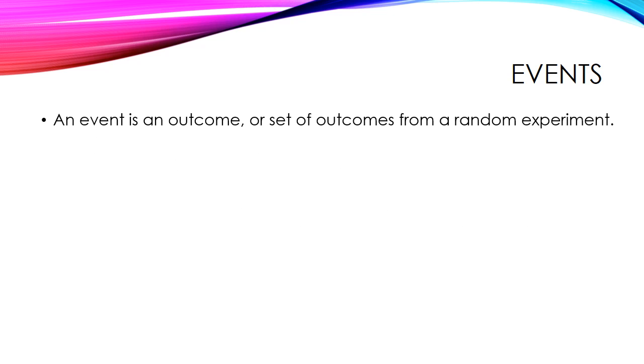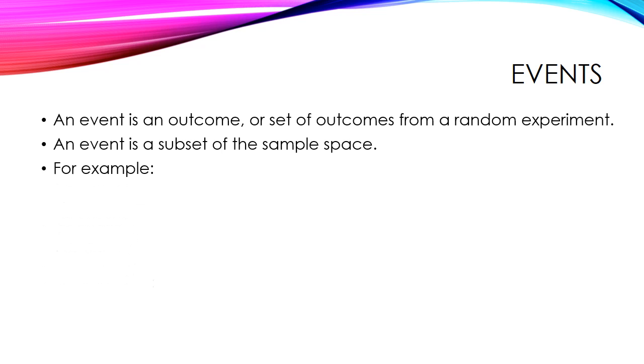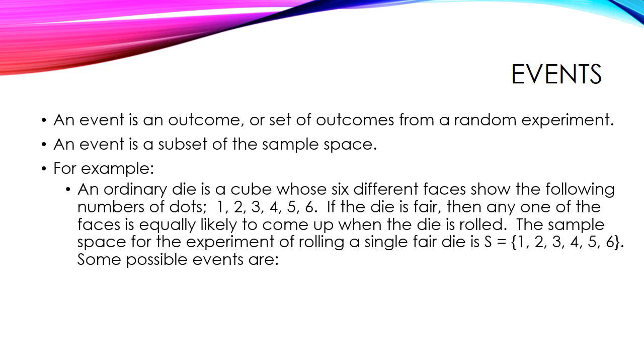Okay, an event is an outcome or a set of outcomes from a random experiment. It is a subset of the sample space. So for example, an ordinary die is a cube with six different faces that show the following number of dots: 1, 2, 3, 4, 5, and 6. You know what a die is, I'm sure. If the die is fair, that means it's not weighted, then any one of the faces is equally likely to come up when the die is rolled.